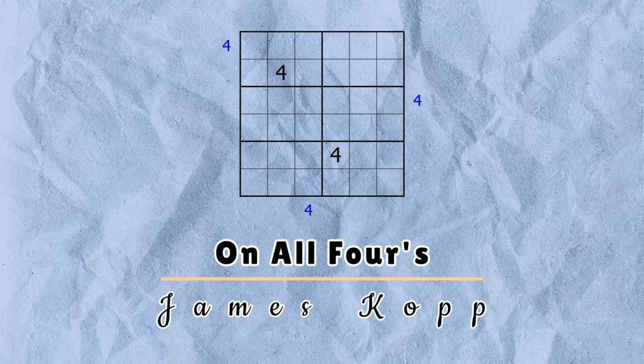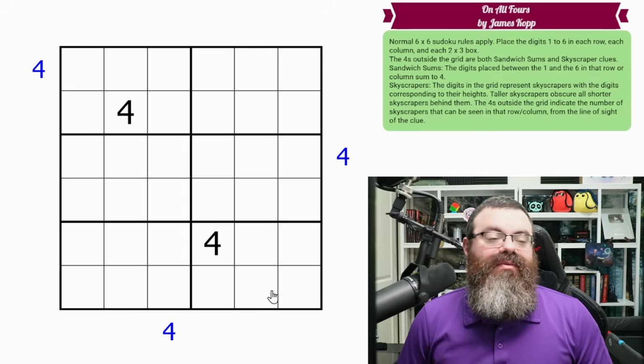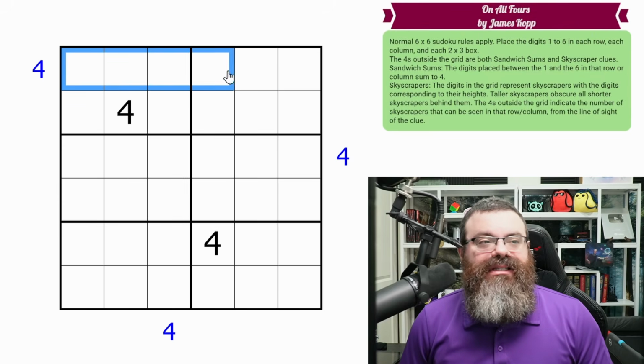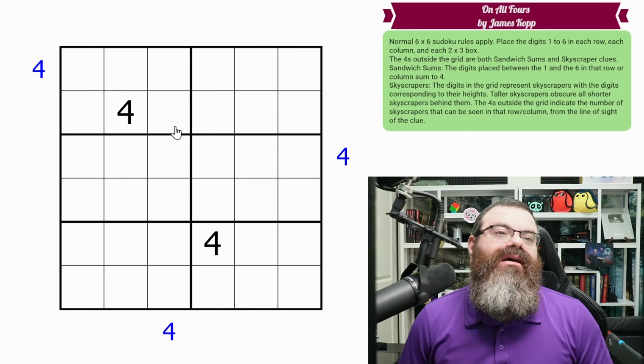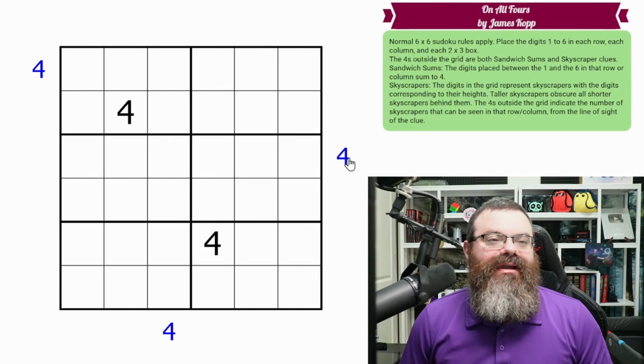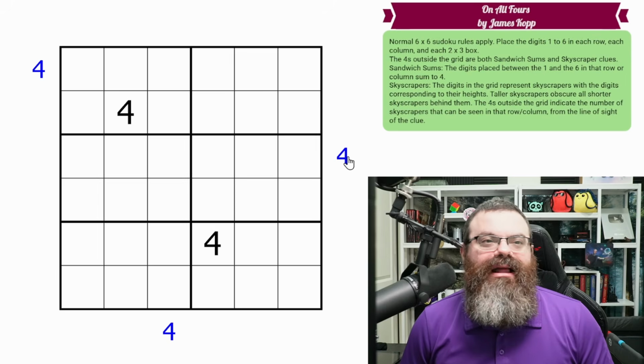Hello, let's continue our Sudoku adventure with On All Fours by James Kopp. So we have normal 6x6 Sudoku rules. That means in each row, each column, and each 2x3 box, we are placing the digits 1 to 6 exactly once each. We also have these digits outside the grid. They're all fours. That's hence the title.